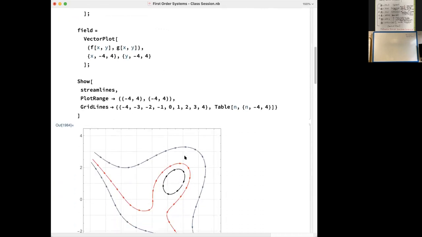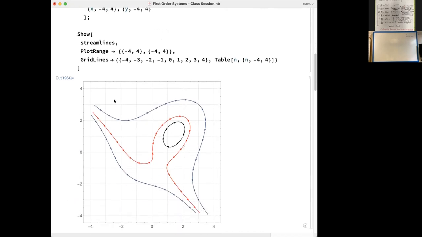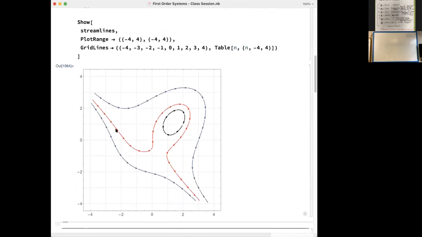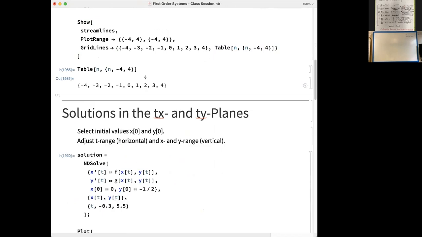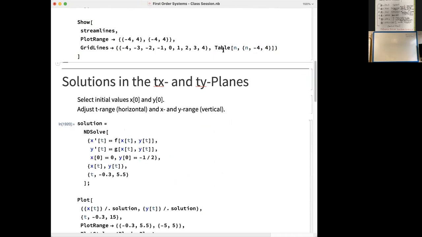This grid lines feature right here, I put in to show you how to draw grid lines. On the x-axis, I do grid lines at every unit from -4 to 4. On the y-axis, I do grid lines every unit from -4 to 4. But I did it by making a list of the numbers from -4 to 4 in what you call a table. Again, that's a little more advanced.